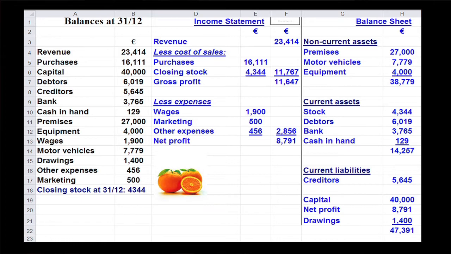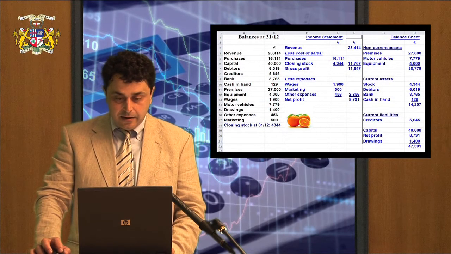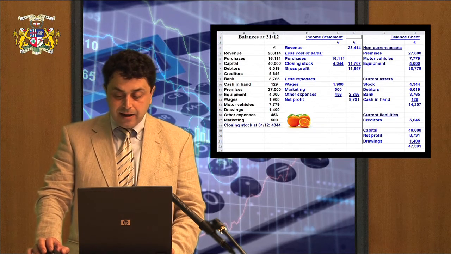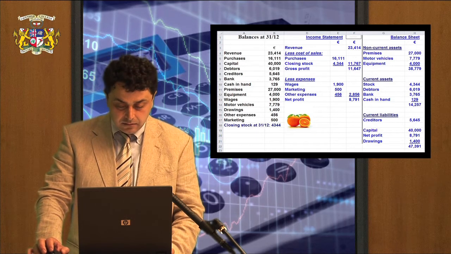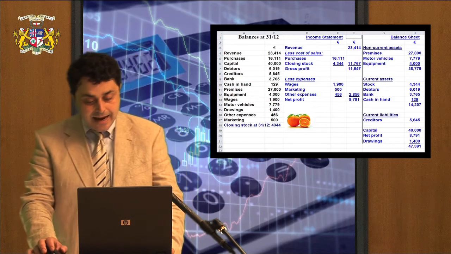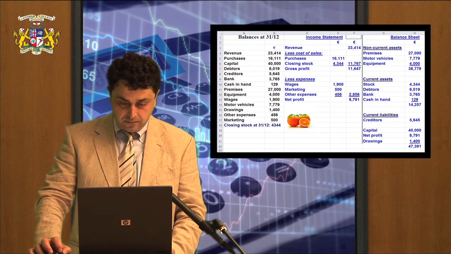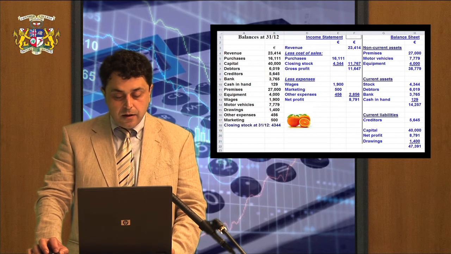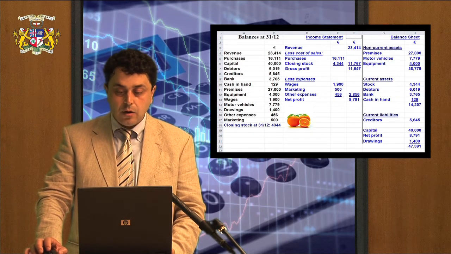Now you have to calculate the cost of sales. You spend, let's say, this amount of money for purchases. By purchases, we mean goods bought by the business for the prime purpose of selling them again. Now, at the end of the year, there was some unsold stock. This is called closing stock. The value of what you sold is purchases minus closing stock.